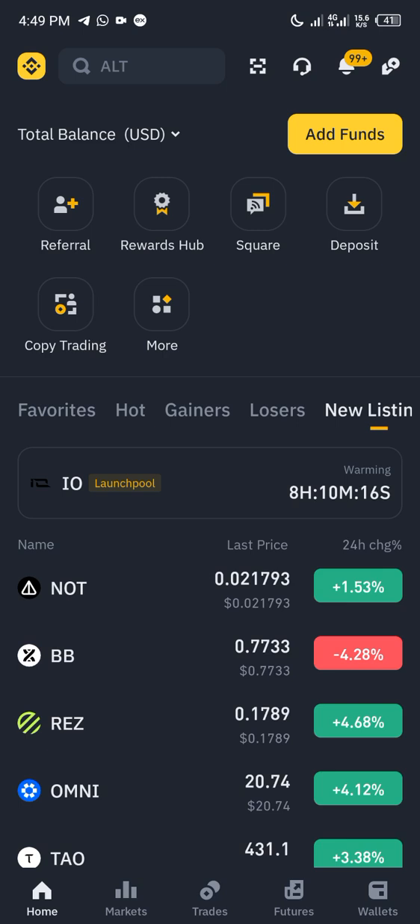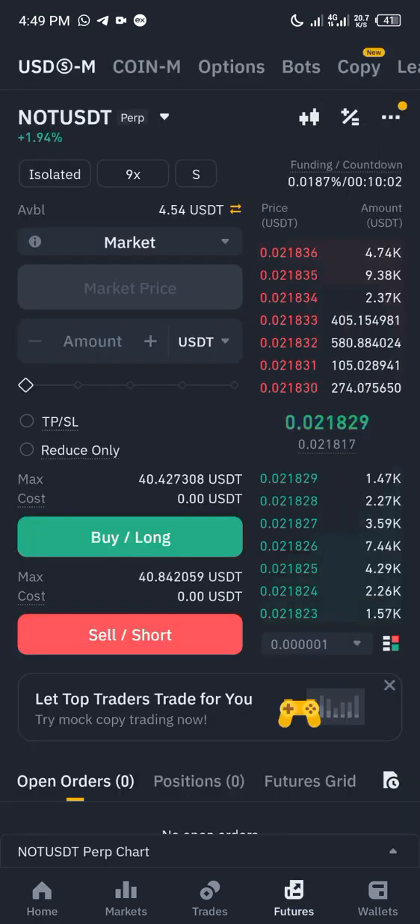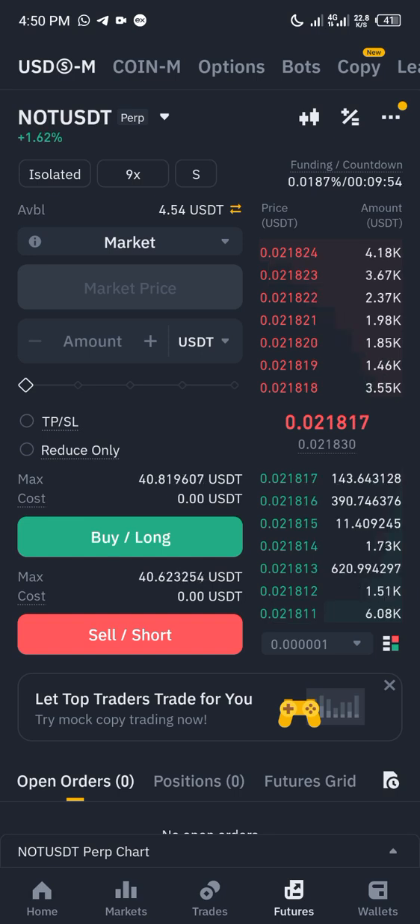So how do you now trade in crypto? For you to trade Binance futures or derivatives, what you just have to do is click on here where it says futures. When you click on it, this is the interface you are going to see. Let me now take you around this interface so you can know what each of them is for.